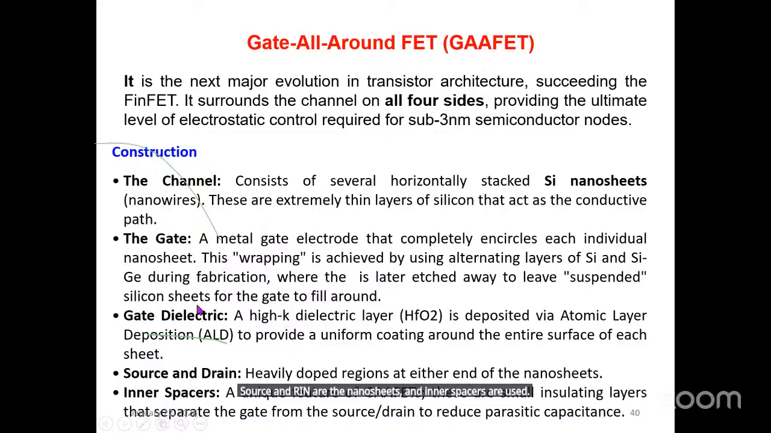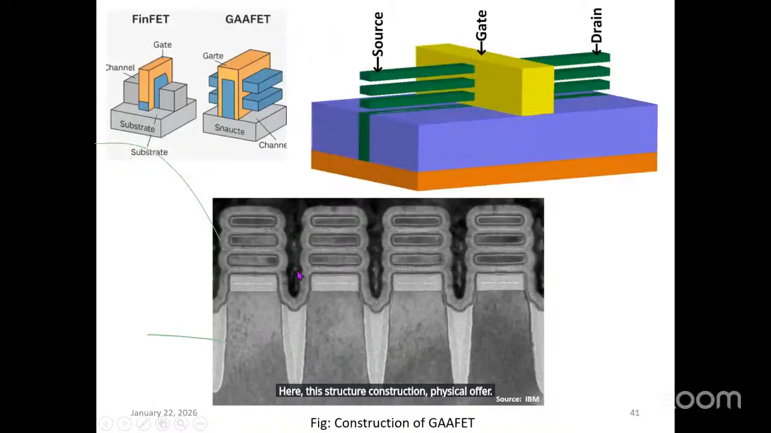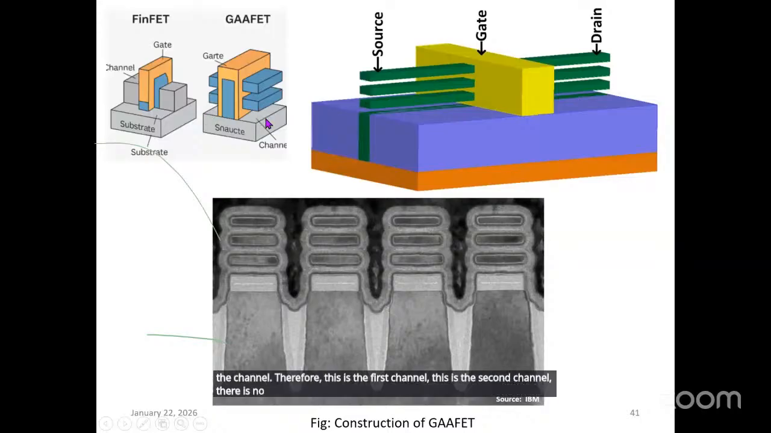This is the physical construction of the GAA FET. Look at this: this is the FinFET and this is the GAA FET. In the FinFET, the channel is surrounded on 3 sides, but in gate-all-around, the channel is surrounded on all 4 sides. Therefore, this is the first channel, this is the second channel. There is no limit. You can add one more channel.